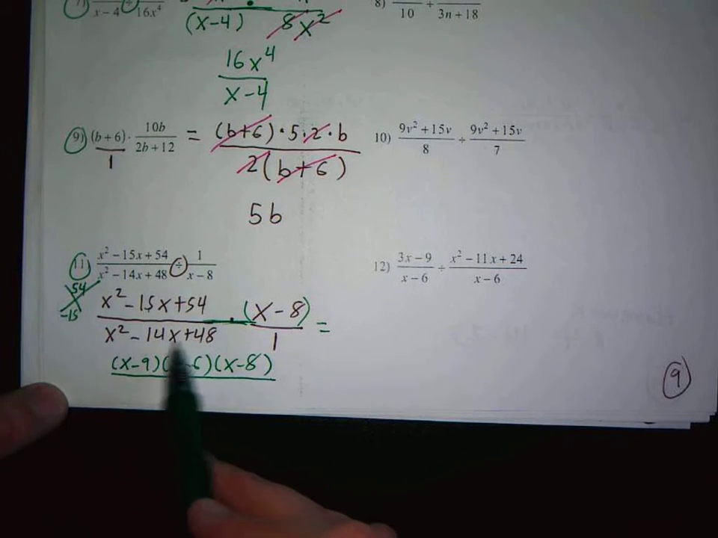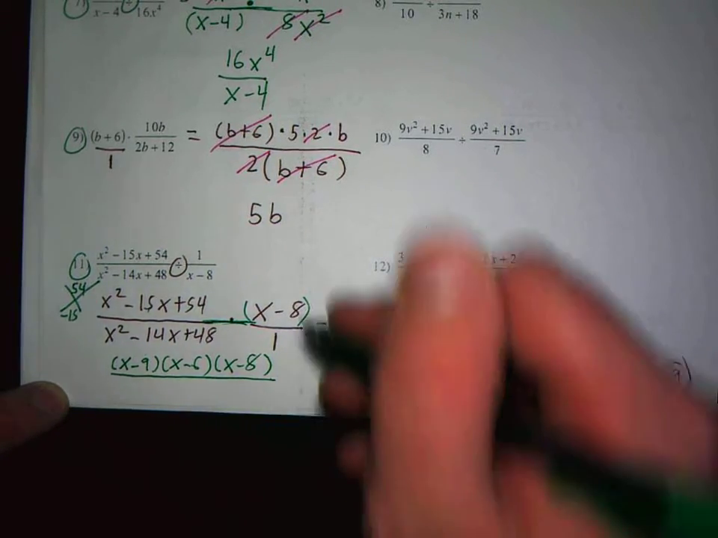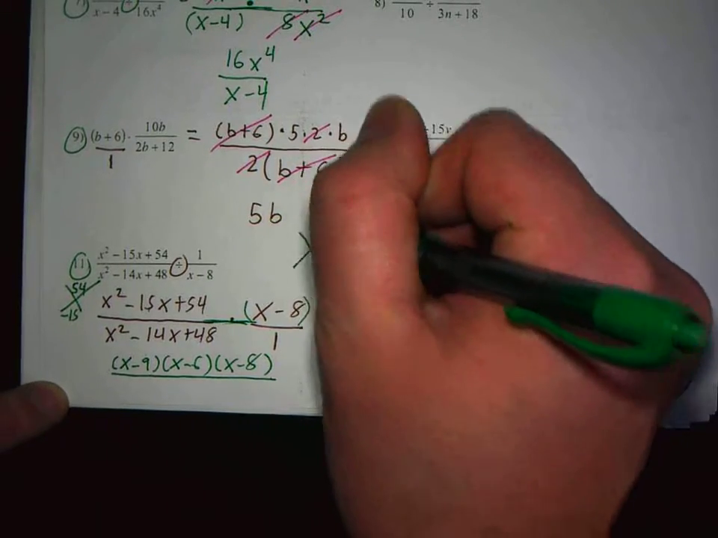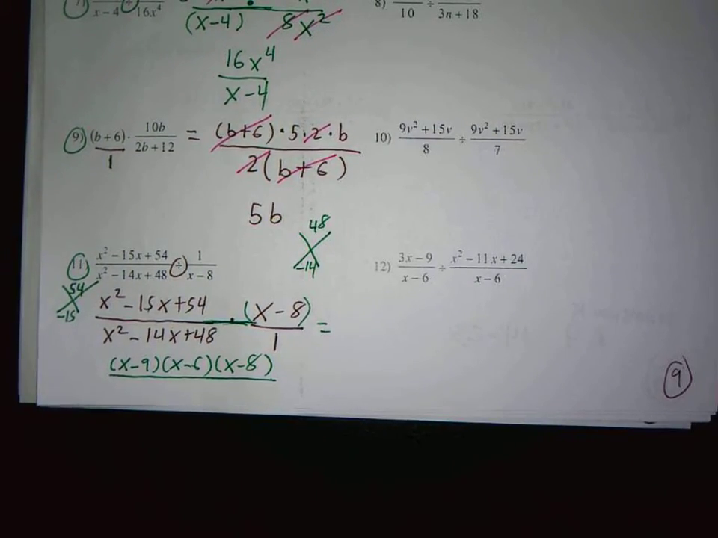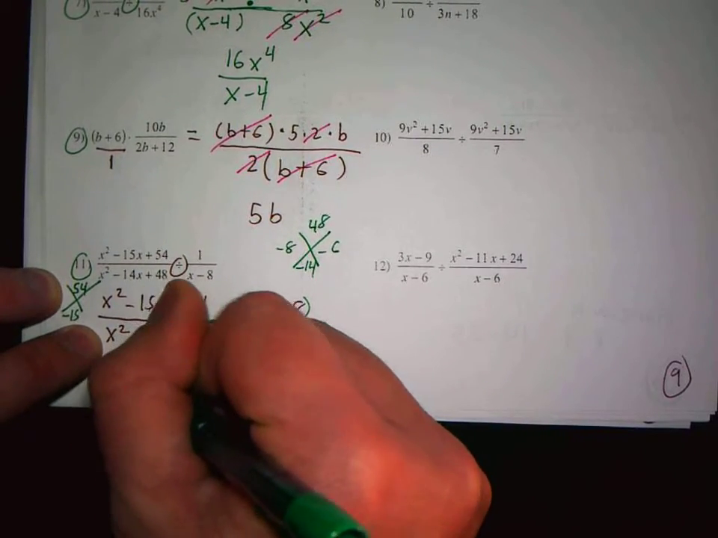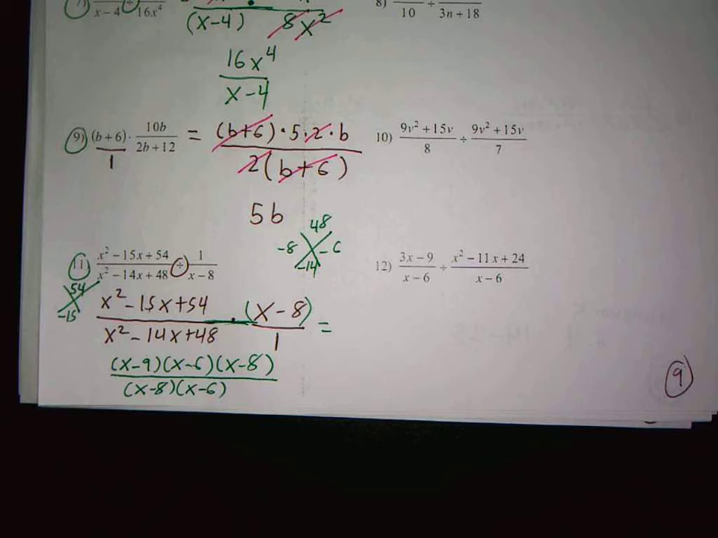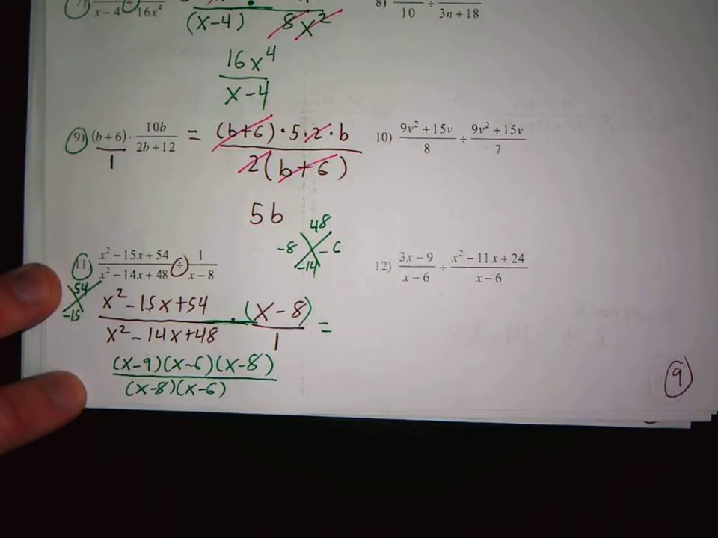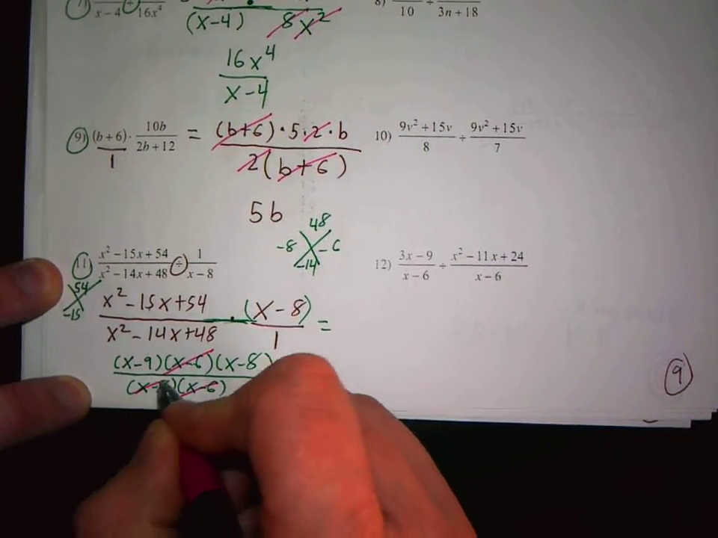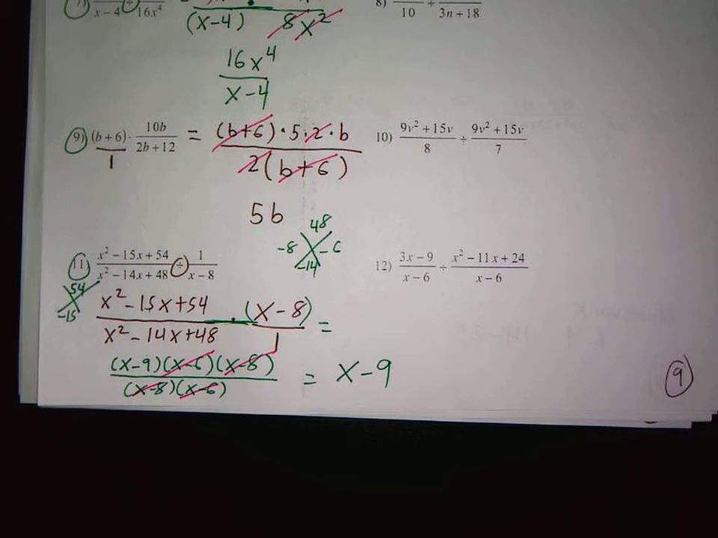So I need two numbers that multiply to 48 and add to negative 14. Negative 8, negative 6, that works. So this would make x minus 8, x minus 6. And then a 1, you don't have to copy down the 1, right? Unless it's a plus 1. Alright, what common factors eliminate? X minus 6, x minus 8, and all that to get x minus 9. Over 1, or just x minus 9, right?